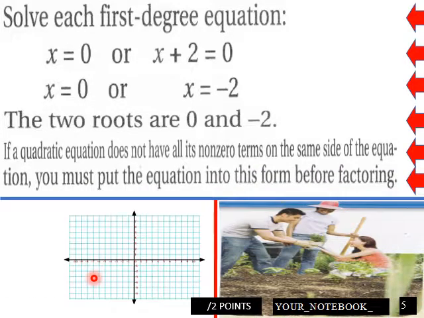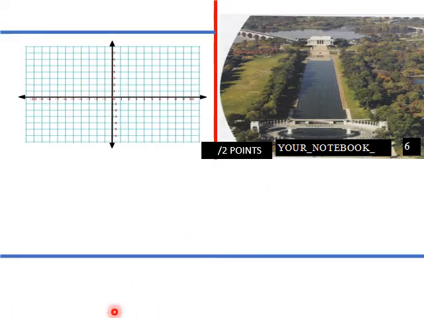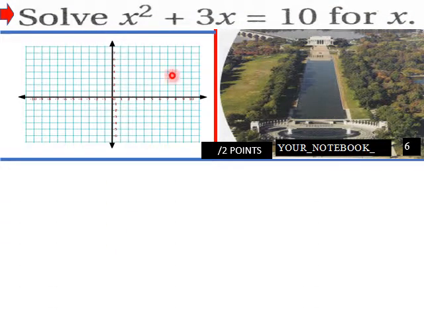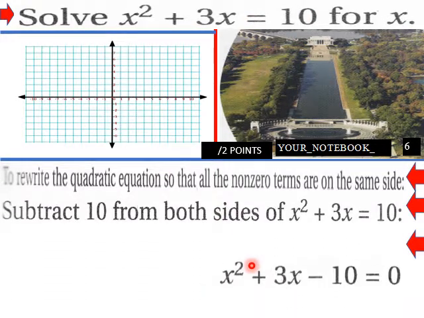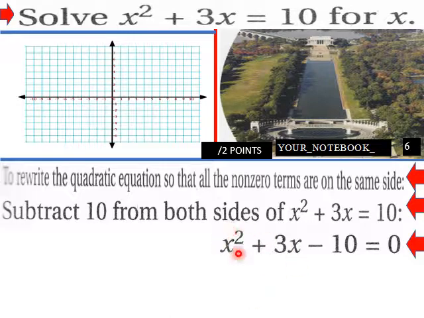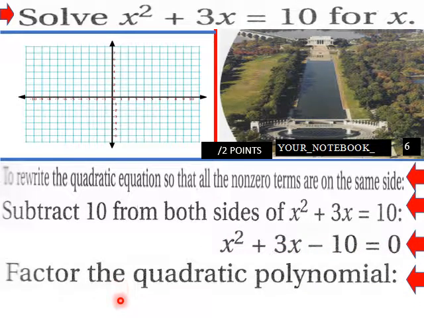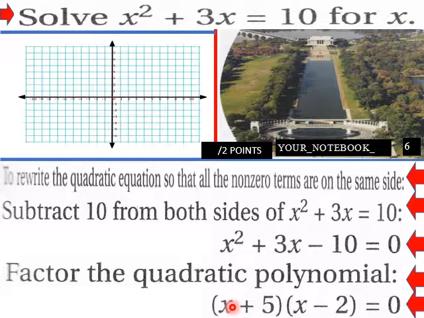It does not have everything on the same side of the equation. You must put the equation into a form ready for factoring. So for example here, we have something like this, and then we have to move this 10 over to the other side. So x squared plus 3x minus 10 equals 0. Factor the quadratic polynomial. This is what we get by factoring two binomials out of this trinomial.